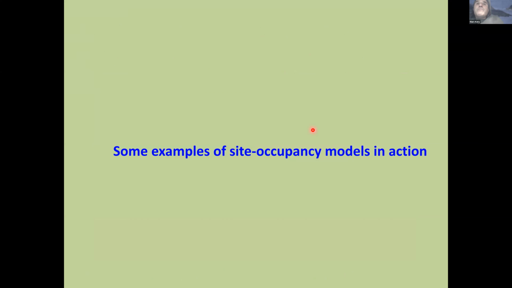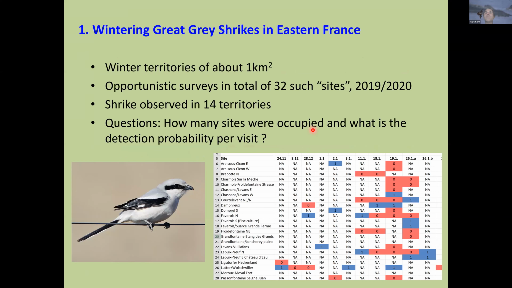Next, I want to give you some examples of site occupancy models in action from some of my own work. I start with my favorite honorary raptor, the great gray shrike. This is just a hobby study in my birding on the weekends or on evenings and afternoons.